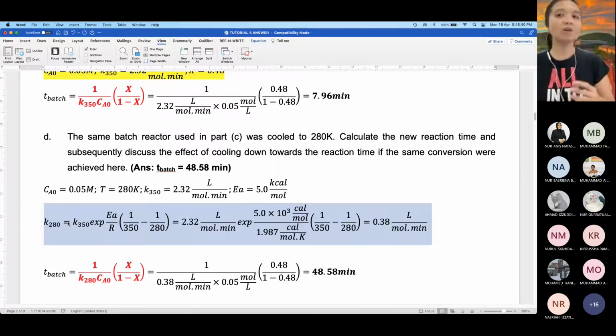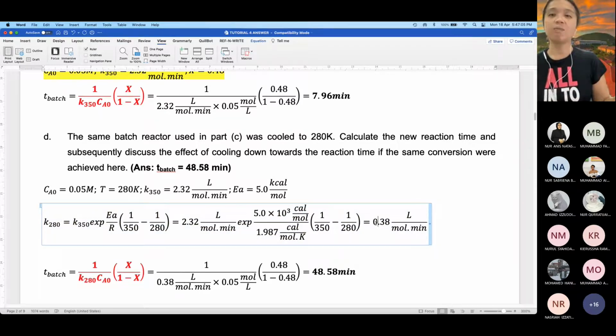So kamu mungkin confused nak guna K yang kat 300 ke nak guna K at 350. Actually, either one combination kamu guna pun tak apa. Means katakan kamu nak guna K 0.7 at 300 untuk kira K at 280, ataupun kamu nak guna K 2.32 at 350 Kelvin untuk kira K at 280 pun boleh. Any one combination, you will still get the same K at 280, provided your calculation is correct.